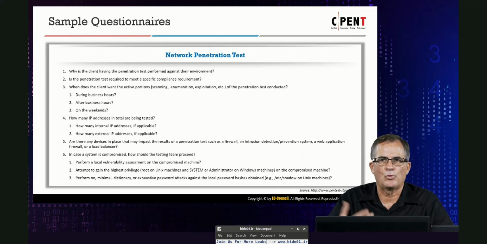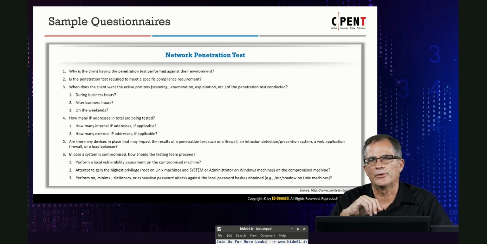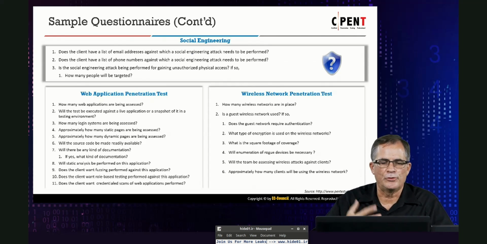Network penetration test: why are they having it? Is it required to meet a specific compliance requirement? Are we pen testing 24/7, or do we have specific hours we have to follow? How many IP addresses are we going to be testing? Are there devices in place that are going to make it difficult, like IDS, IPS, stuff like that? In the case of systems compromise, how should we proceed? This is just a sample questionnaire from the PenTest Standard, which is the URL there on the slide.